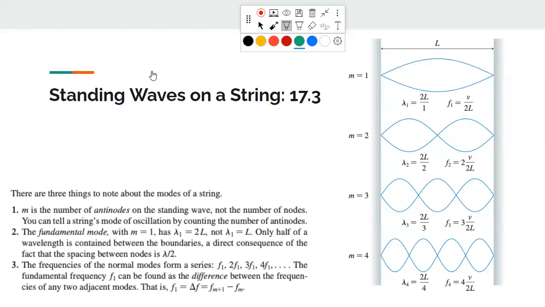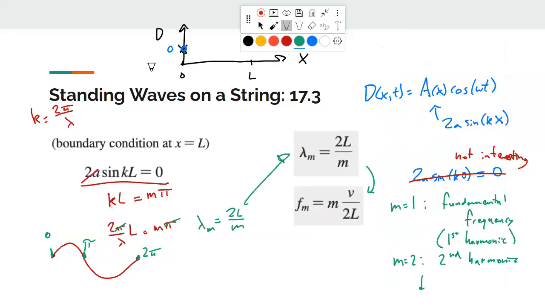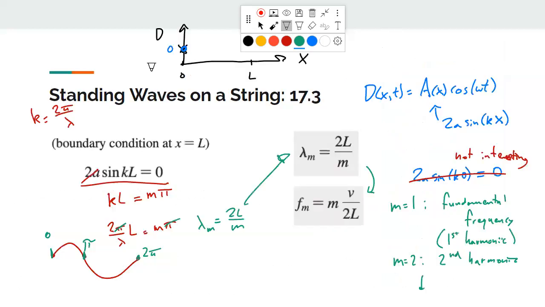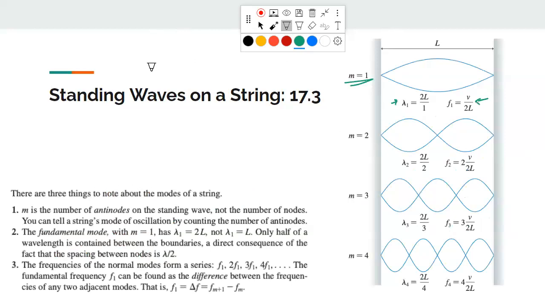So you can see that when we have this first harmonic or this fundamental mode, we have a formula for the wavelength. It's just 2L over 1. And so you can see that's what we have right here, 2L over 1. And the frequency is just 1 times V over 2L, which is what they write here. So this F1 is the fundamental frequency of this system. And you can see that lambda 1 is 2L.